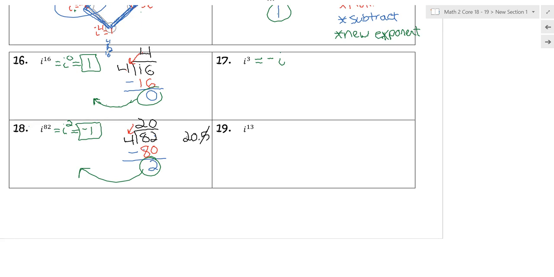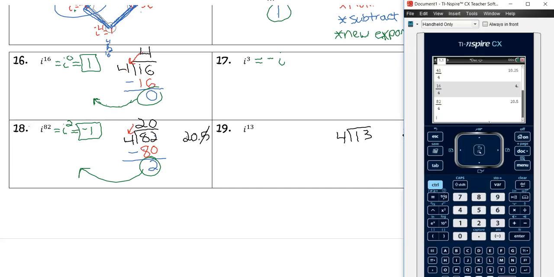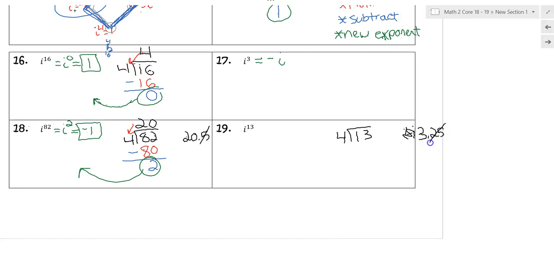Finally, 19, i to the 13th. Same thing. I will tell you, you get 3.25. I'll just do it. So 13 divided by 4, and then Control, Enter, 3.25. Again, we don't care about the decimal, so we just put the 3 up. Our next step is to multiply. 3 times 4 is 12.